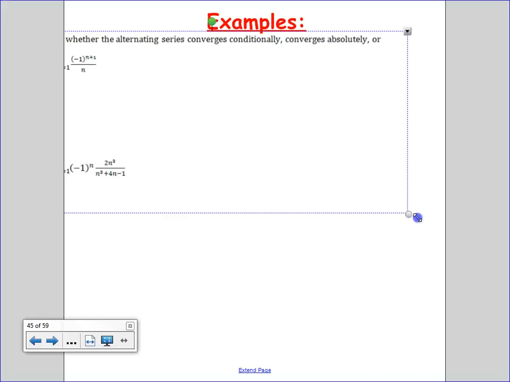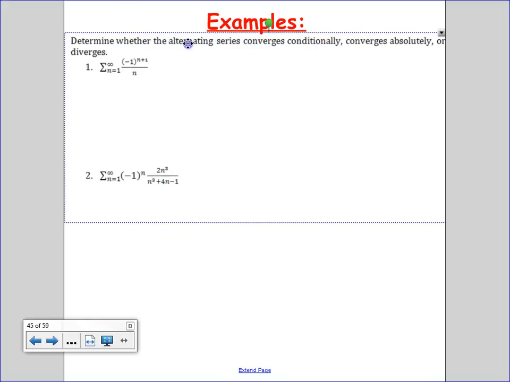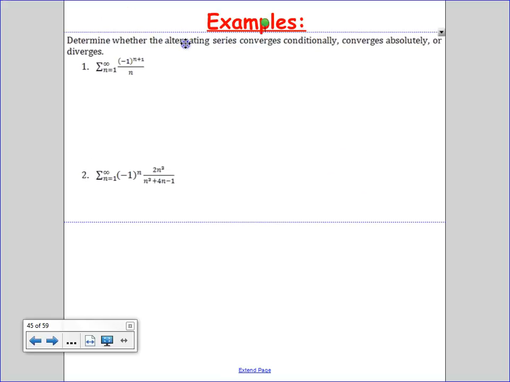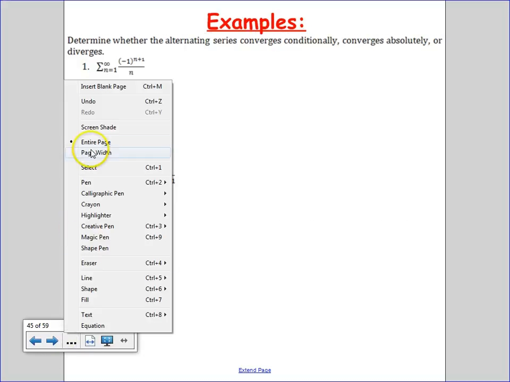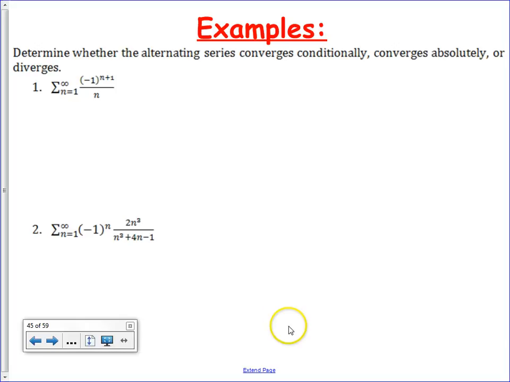So that's the one that was on the WCC, part D. You wouldn't have known what to do with it yet, because the limit is 0, but you wouldn't know if it's conditionally or absolutely convergent. But now we would.